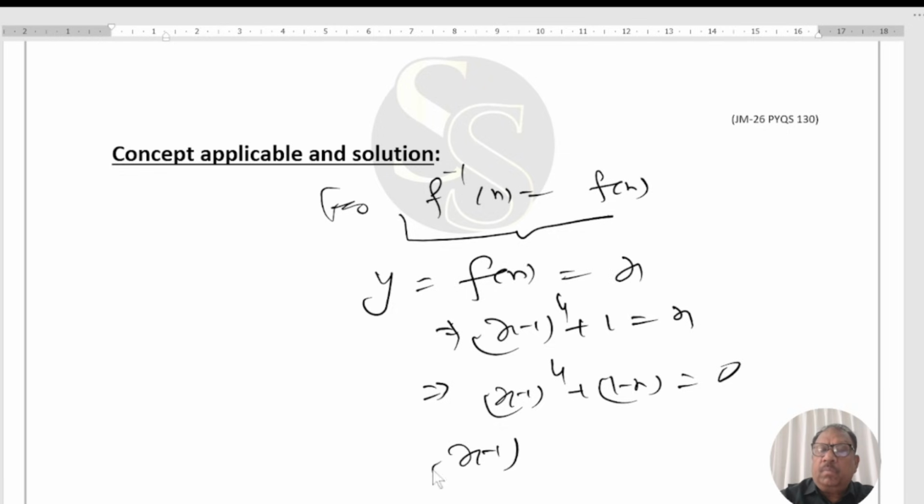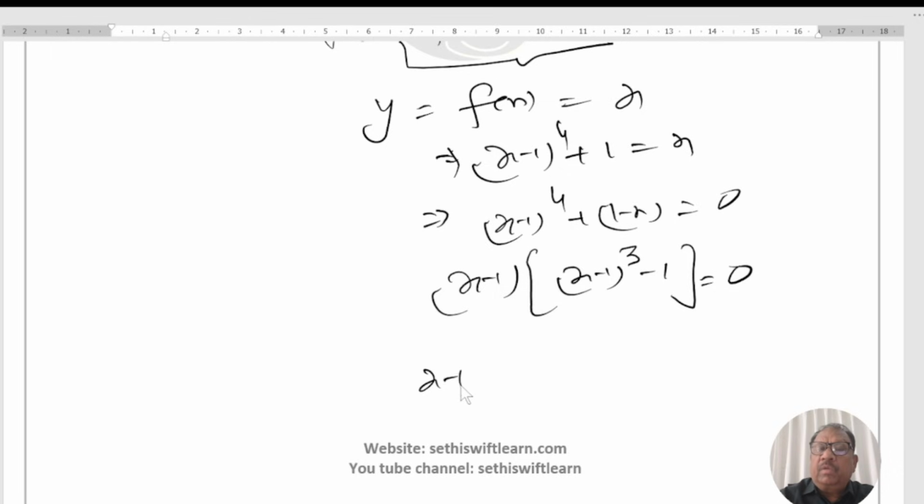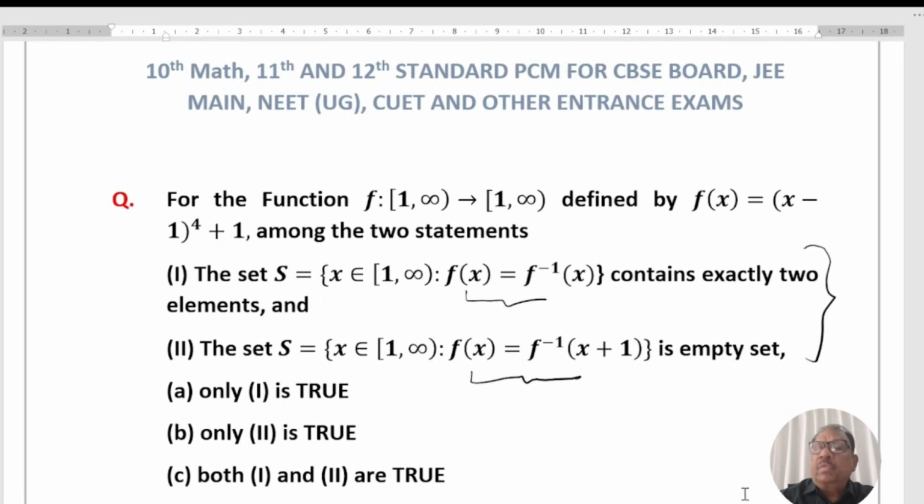(x minus 1) taken common, remaining is (x minus 1) to the power 3 minus 1 equal to 0. Then x minus 1 equal to 0, x equal to 1, or (x minus 1) to the power 3 equal to 1. Then x minus 1 equal to 1, x equal to 2. Means x equal to 1 and 2. Two elements are there. In this case, it contains exactly two elements. Yes, the first statement is true.